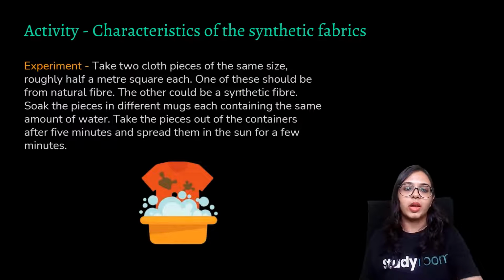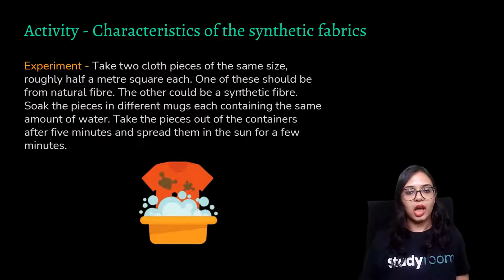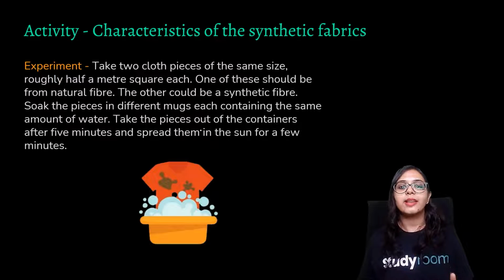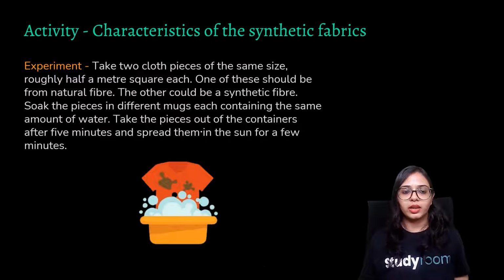Characteristics of the synthetic fibers. For this, let's observe an experiment. So you take two cloth pieces of the same size, roughly half a meter square each. One of these should be a natural fiber. You can either take cotton, wool, or silk, but make sure that it is a perfectly natural fiber. And the other should be a synthetic fiber.